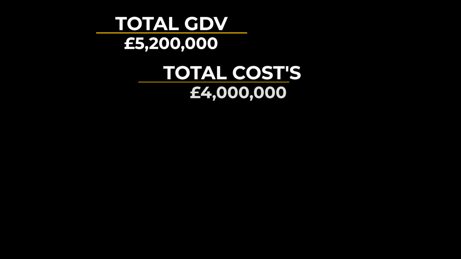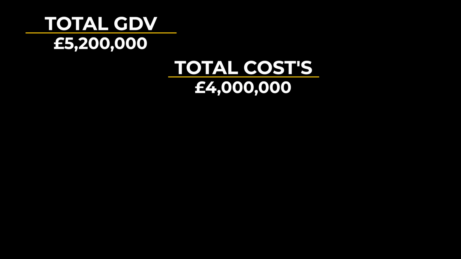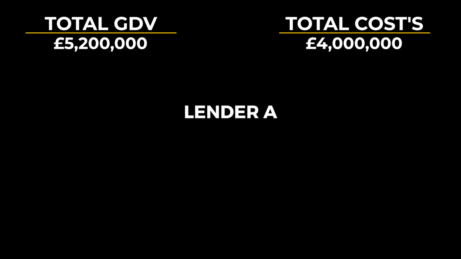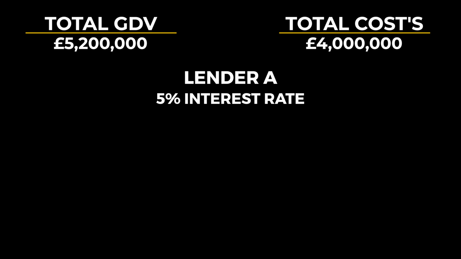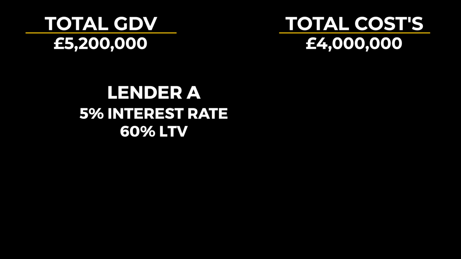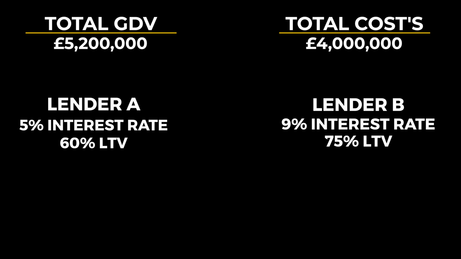Let's say we have a deal where the total GDV is £5.2 million, and the total costs associated with this, excluding funding costs, are £4 million. Lender A is willing to give us a 5% interest rate. However, they're only willing to go up to 60% loan to value. Whereas lender B is at a 9% interest rate. However, they are willing to go up to a 75% loan to value.